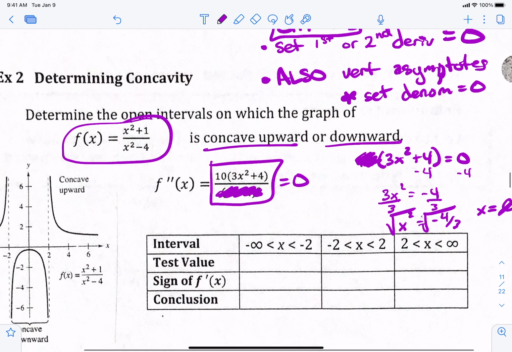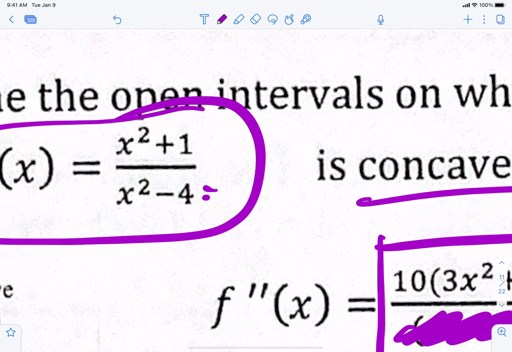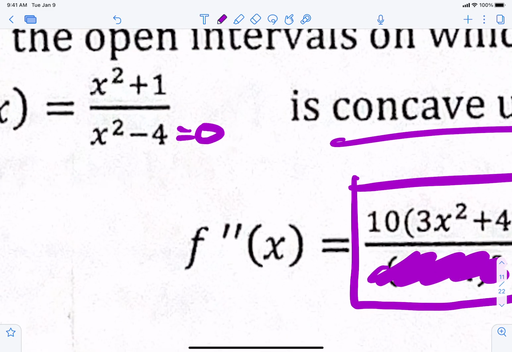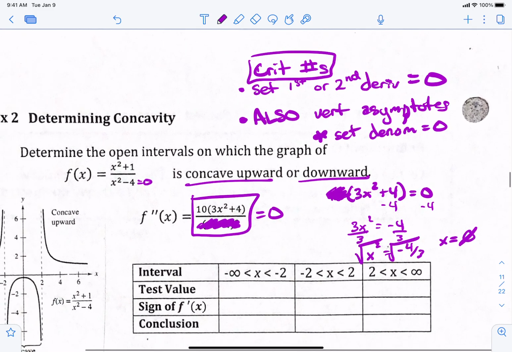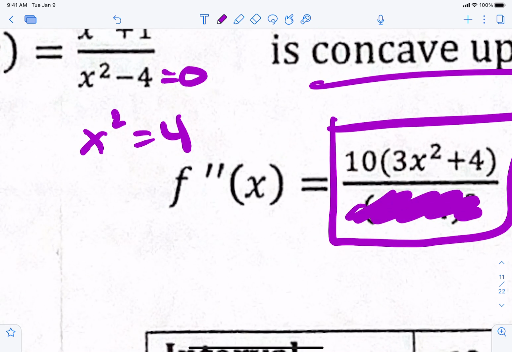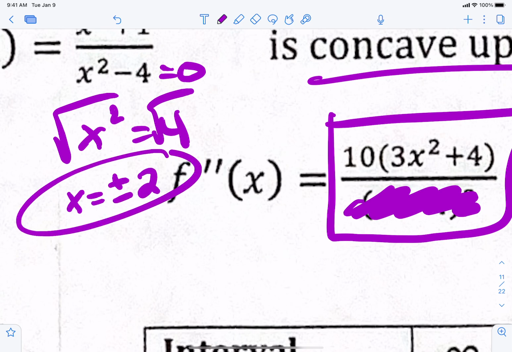So looking at the original function, I set this denominator equal to 0. X squared minus 4 equals 0, so x squared equals 4. If you add the 4 over and take the square root, really plus and minus 2 is where my critical numbers are.